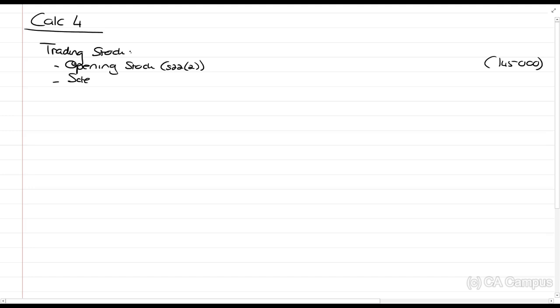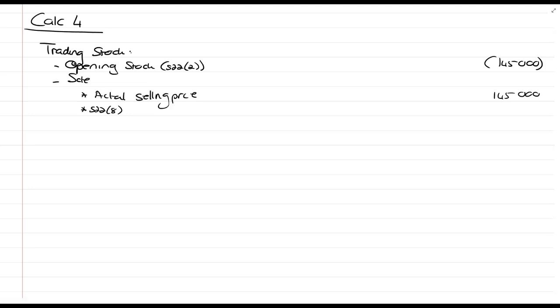So now here's a sale. I want to break that into two parts. The actual selling price, which was 145. And then section 22.8 tells us that if you sell something to someone at less than arm's length, you need to include the market value, less what you've already included over there.